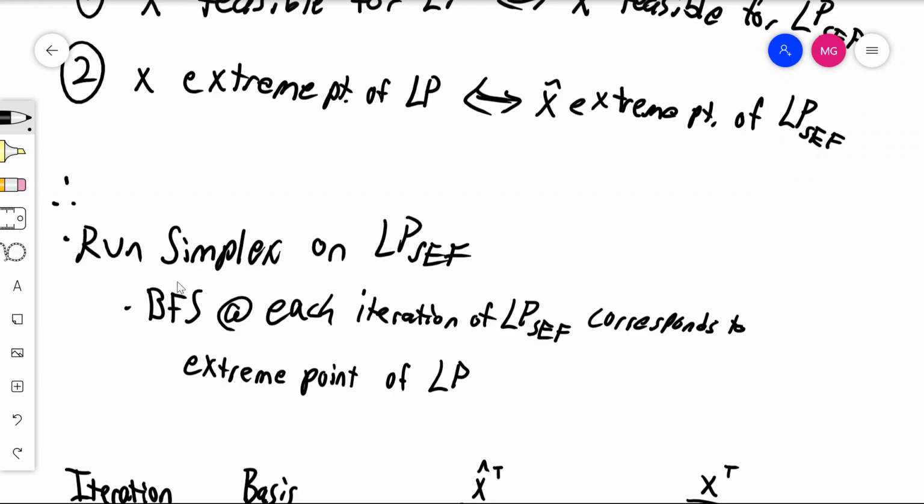So what does that mean then? Well, you always run the simplex algorithm on the standard equality form version of a linear program. So do that, run the simplex algorithm, and then what we know is that we have a basic feasible solution at each iteration of this standard equality version of this linear program. But we now know from this prior video that basic feasible solutions are extreme points. So we're at an extreme point of the polyhedron associated to the SEF version of the linear program.